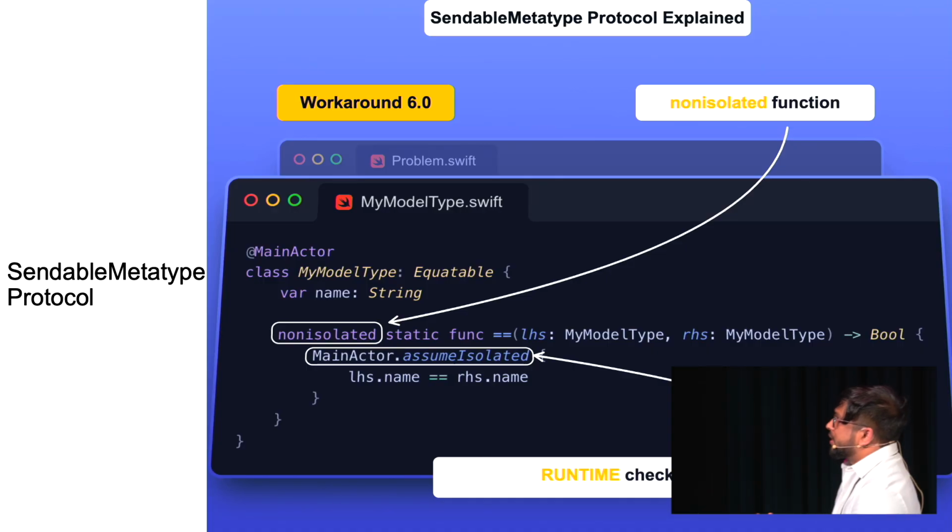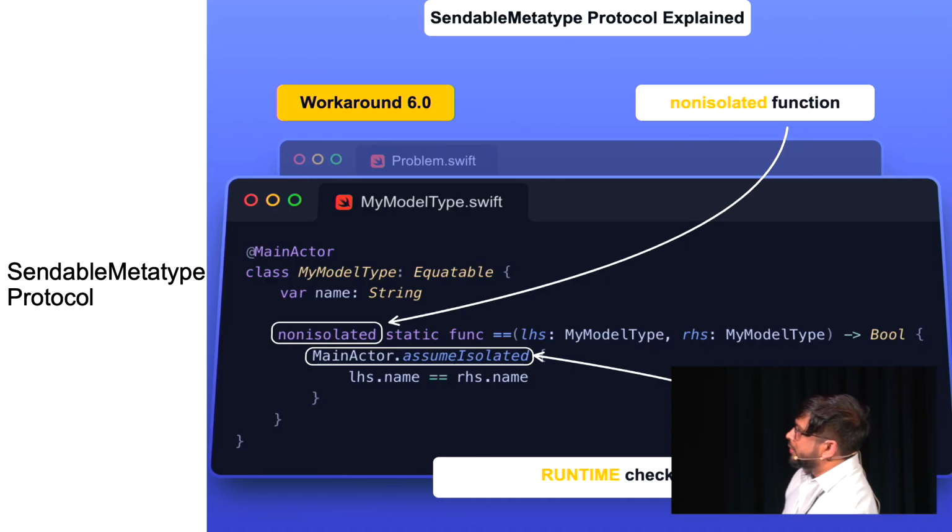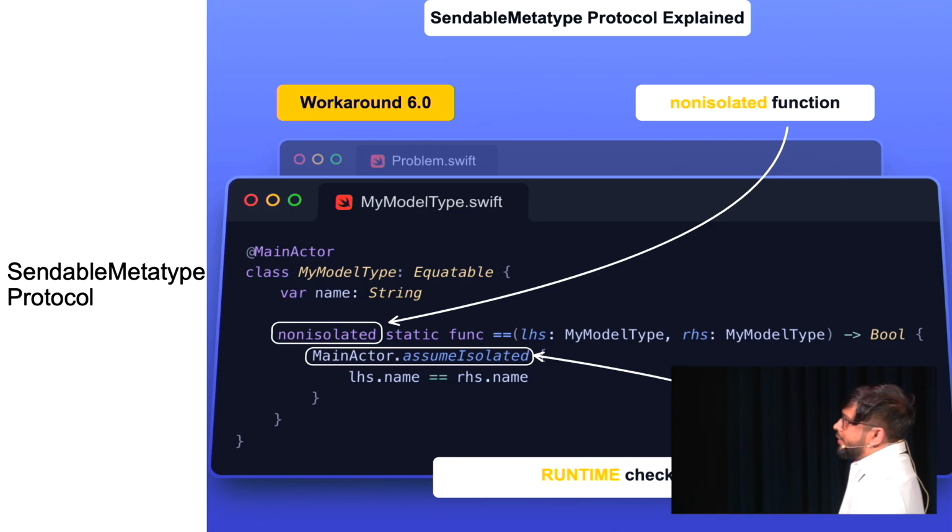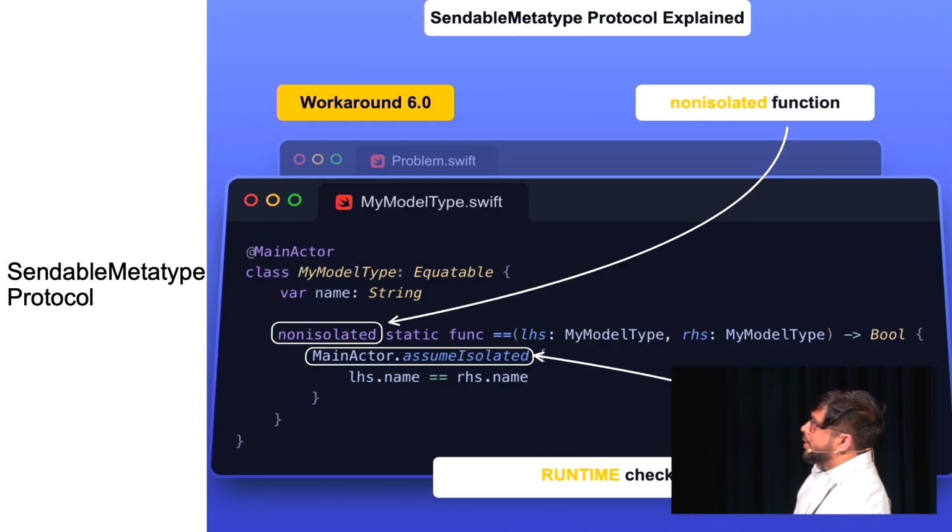Before 6.2, we had a workaround: nonisolated. We marked the function as nonisolated, and you can add assumeIsolated to accept this double equal to. But when you have a main actor isolated type and you place nonisolated, then it's not useful for the main actor in the first place.